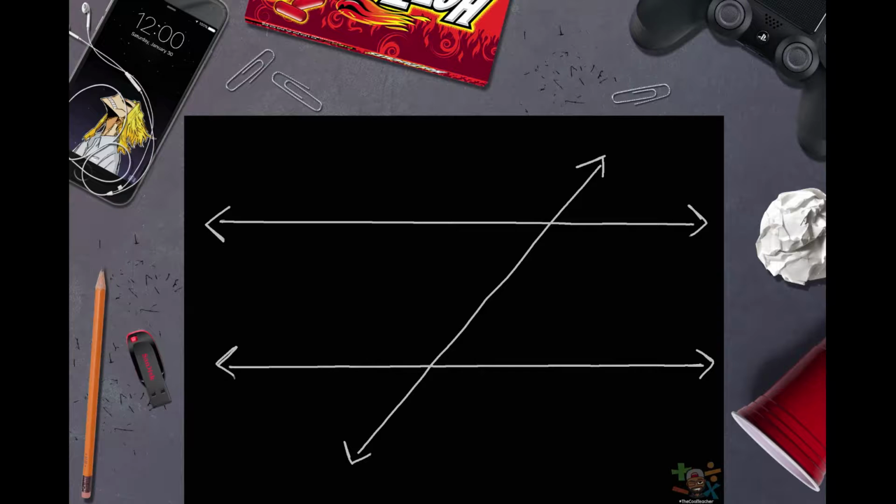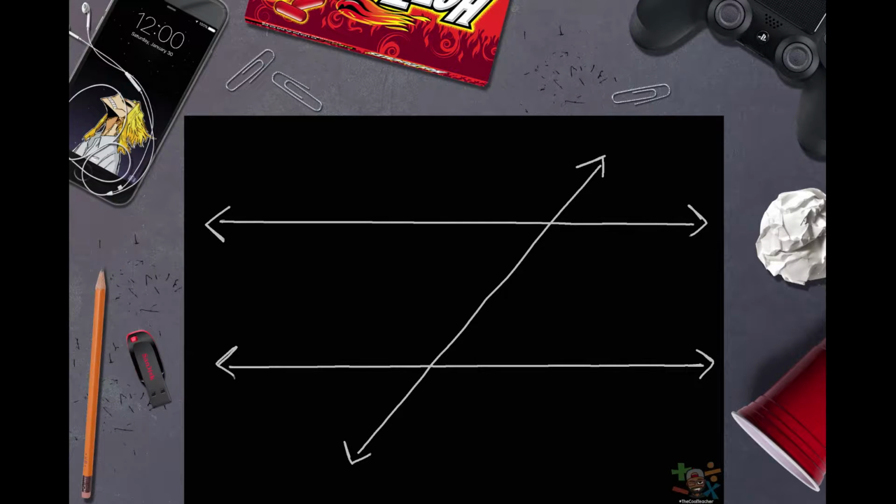Transversal on the screen. Geometry is about to get talked about. The angle relationship we're talking about today is going to be corresponding angles. I did a video on alternate exterior, I'll link that above. I did a video on alternate interior, I'll also link that above. And what we're going to talk about now is corresponding.